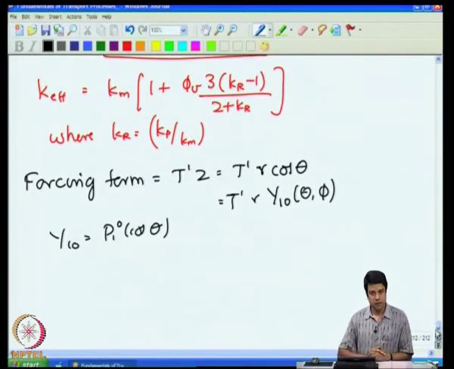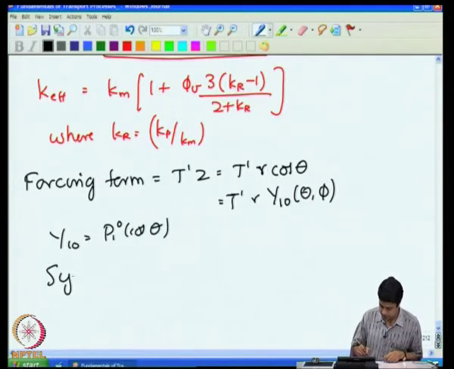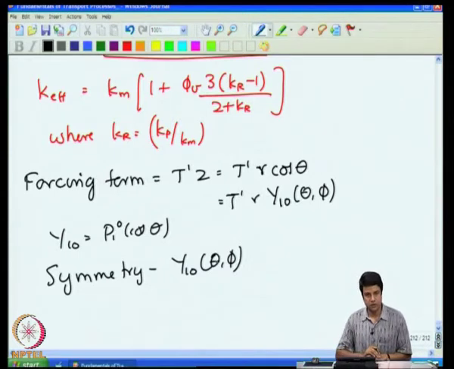So, the forcing was of this form, it had this symmetry. From the orthogonality relations, you will find that the solution also has the exact same symmetry. So, in this particular problem, the symmetry was of the y10 type, and therefore the solution that you get also has the exact same symmetry.